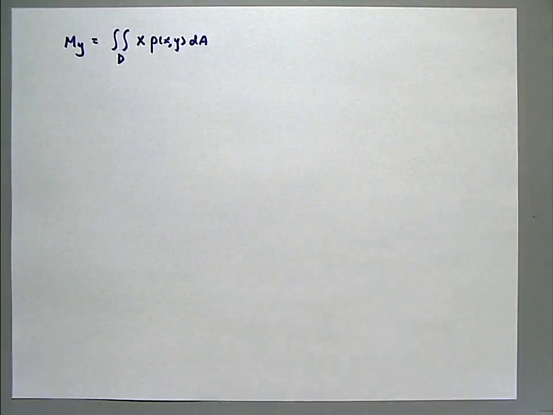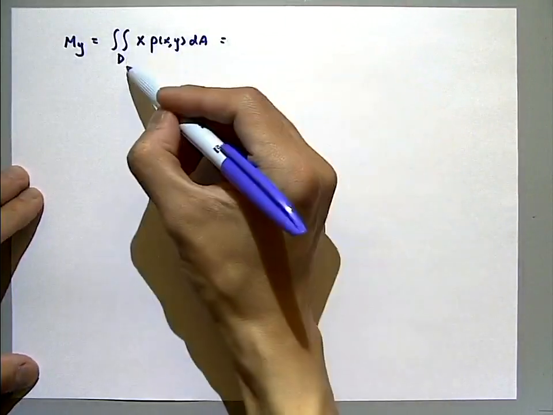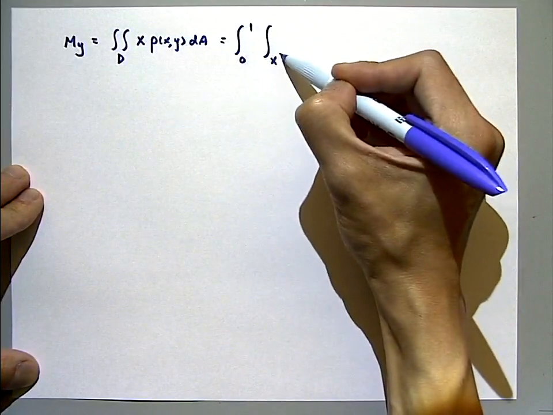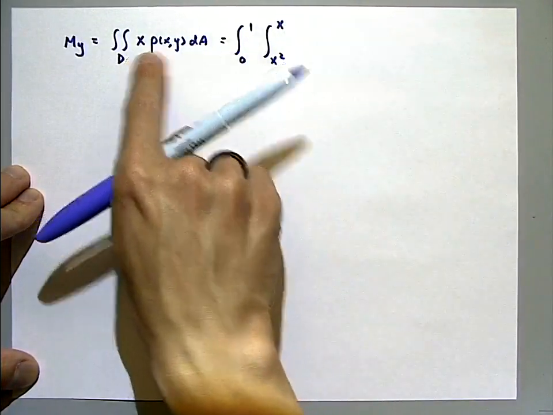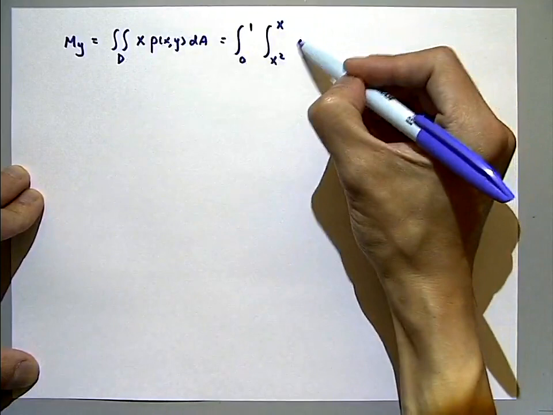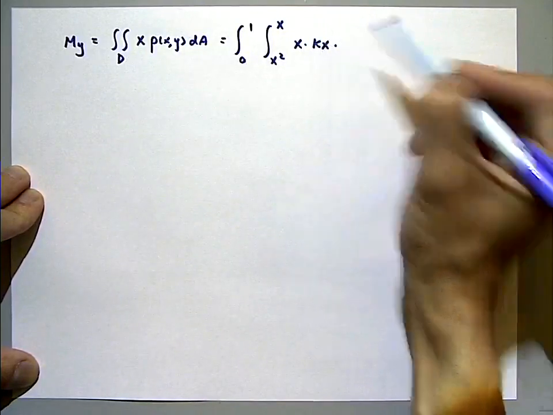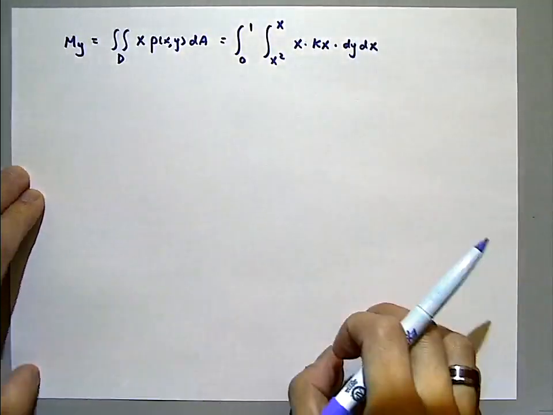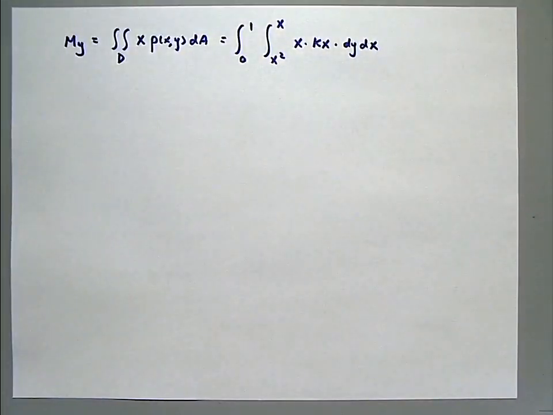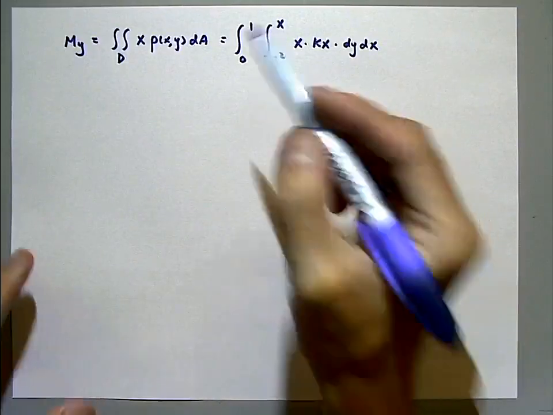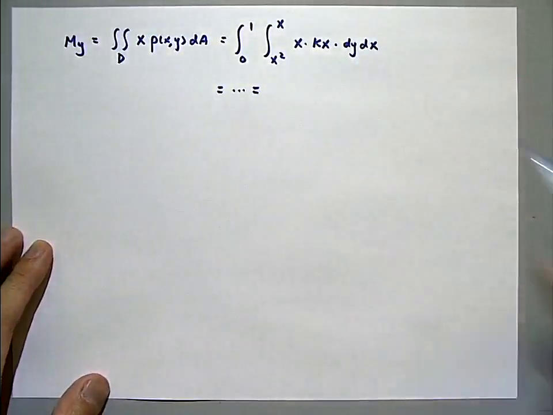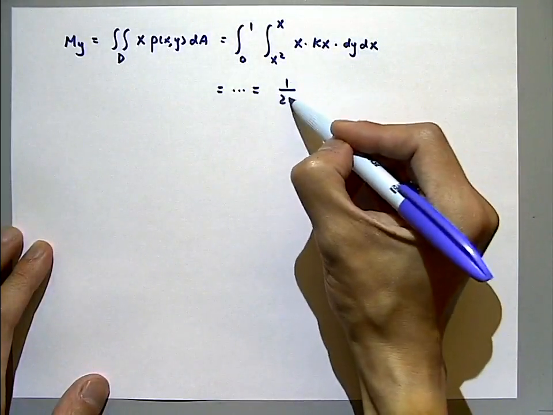And we pretty much just duplicate what we just did. Same region D, right? So same integration limits. X times kx. dA is dy dx. And this is a very easy integration, so I'm going to skip the steps. You should get 1 over 20k.